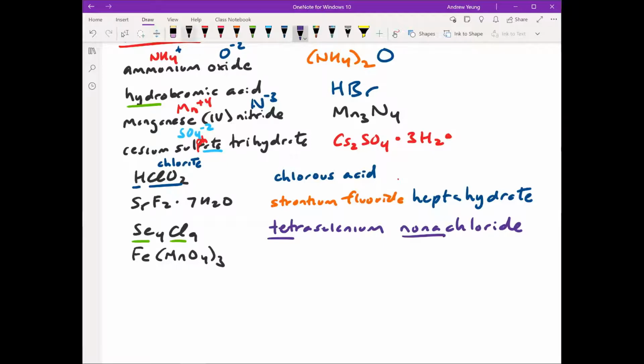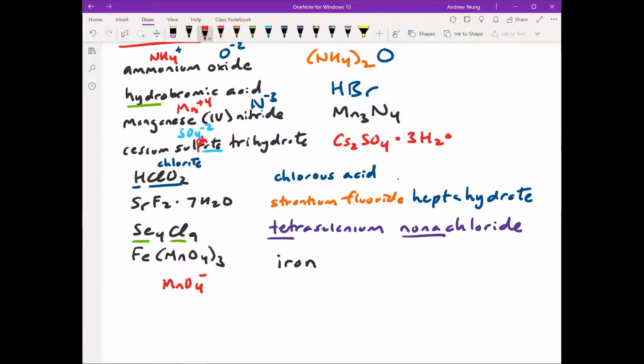Last one for our practice here, we had Fe(MnO4)3. Fe as iron is one of those ones that are potentially multivalent. It could have multiple charges. Let's try to find out the charge here based on the ending here. This MnO4 grouping here is permanganate. That part there has a -1 charge.